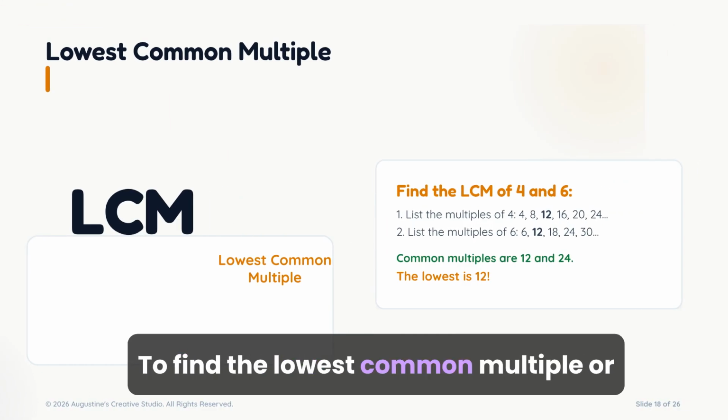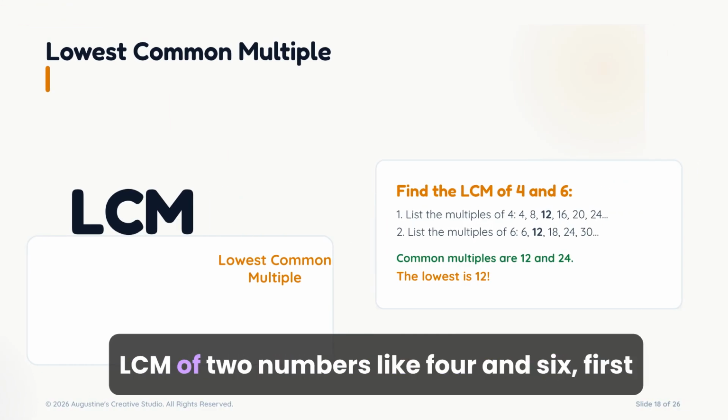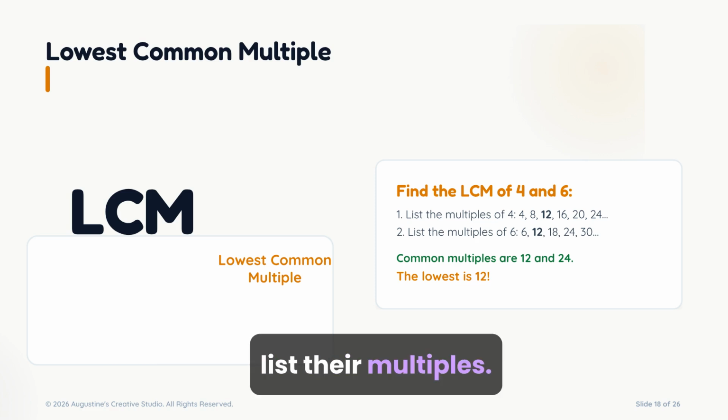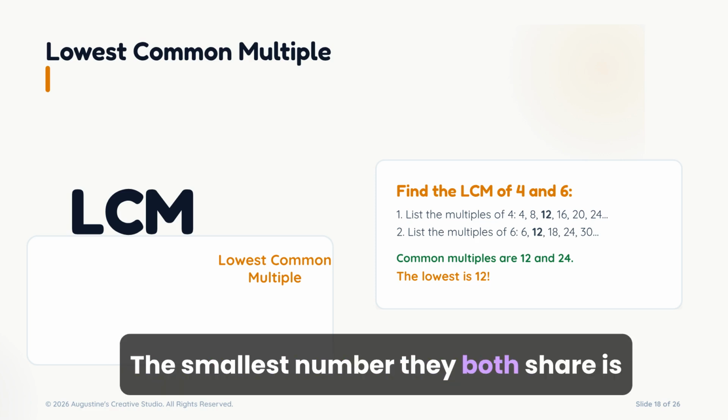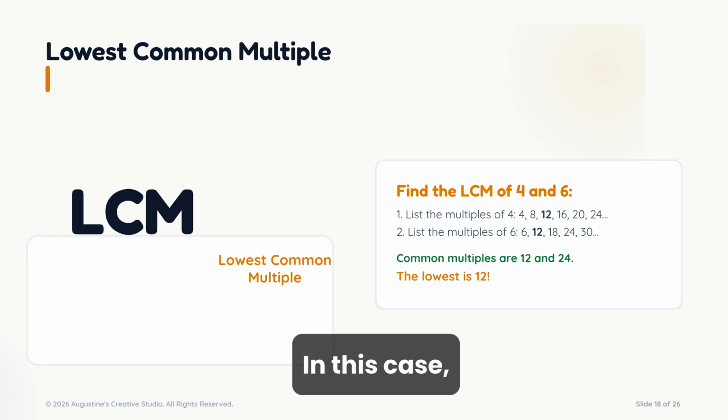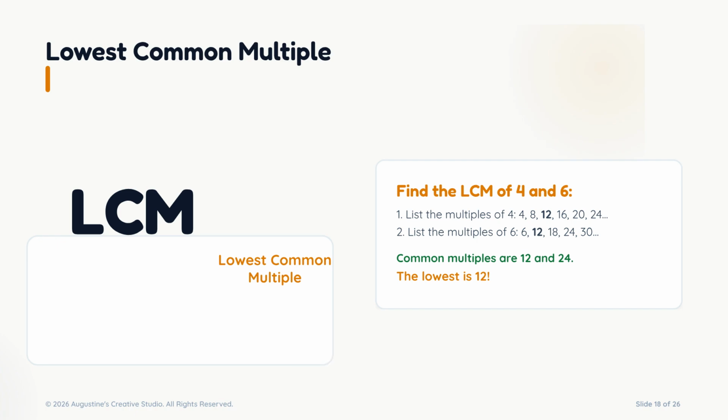To find the lowest common multiple, or LCM, of two numbers like 4 and 6, first list their multiples. The smallest number they both share is their LCM. In this case, 12 is the lowest common multiple.